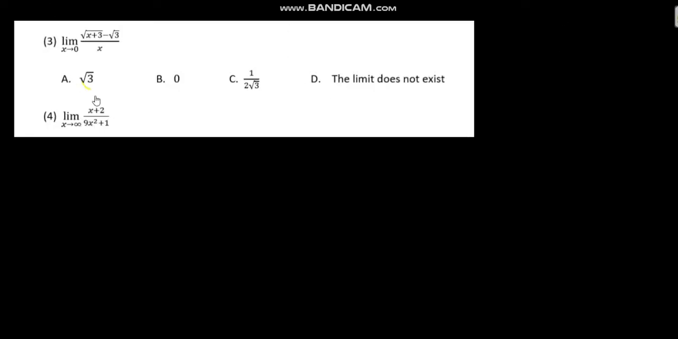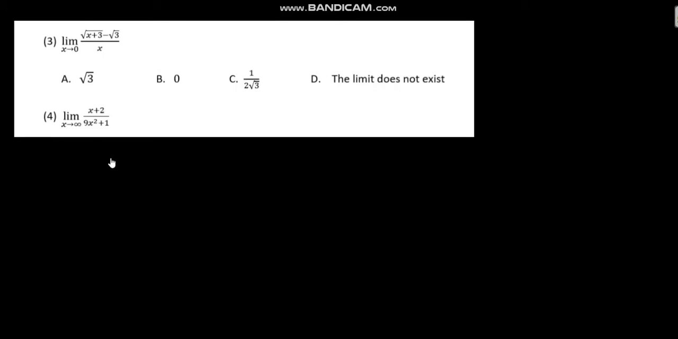So let's try our hands on these questions I have on the screen here. The first one is you should find the limit as x approaches 0 for the expression in the root of x plus 3 minus root of x all over x. What you are going to do is apply L'Hopital's rule here.